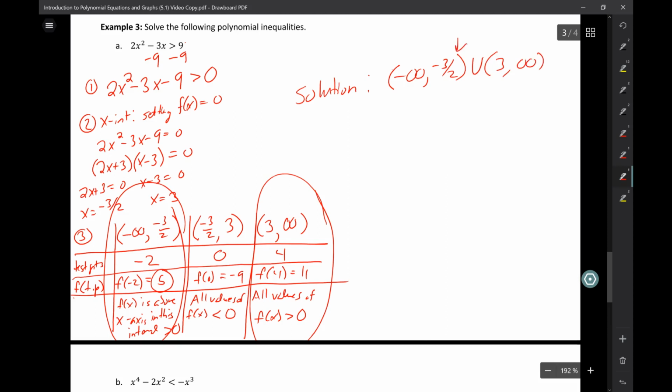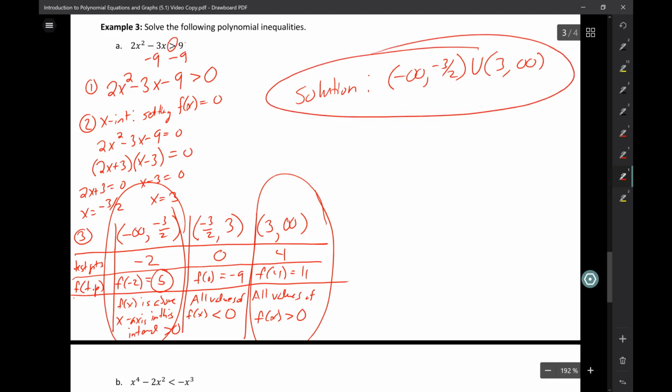Now again, we don't use brackets here because if we put in negative 3 halves or 3 inside the inequality, we'll get equal to 0, but this inequality was strict, therefore we don't use brackets. Therefore, this is the solution to this inequality.